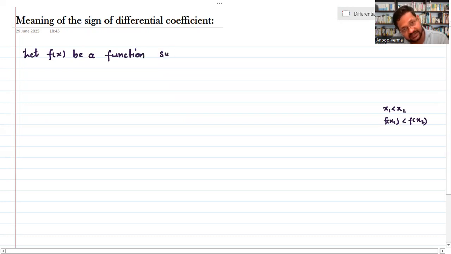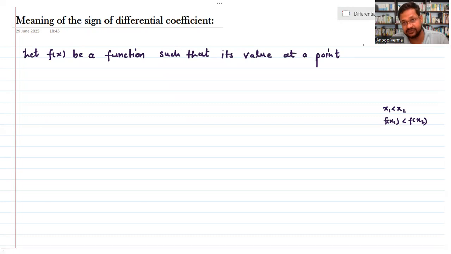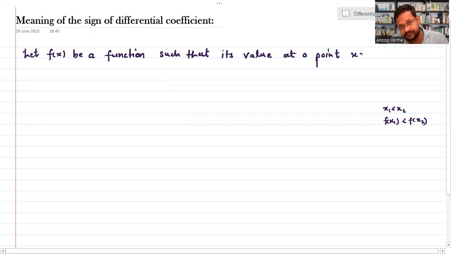function such that its value at a point x equals c is just f(c). So when we write, we can just have c plus h. It means on the right side. Now we will also see the geometrical representation.